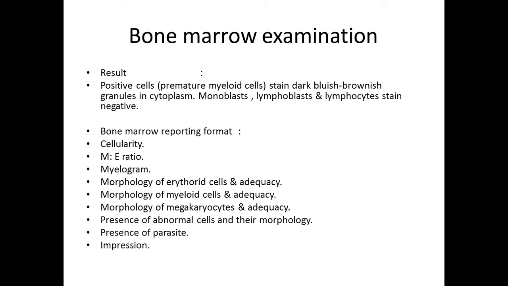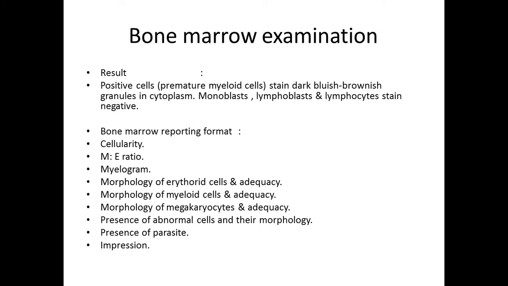How do we report the bone marrow? A bone marrow is first examined for whether it is cellular. Then we count myeloid and erythroid cells. We report its ratio. Then we identify various cells in the bone marrow and a myelogram is reported. Then we look at the morphology of erythroid cells, morphology of myeloid cells, morphology of megakaryocytes, any presence of abnormal cells, presence of parasites, and we report it.